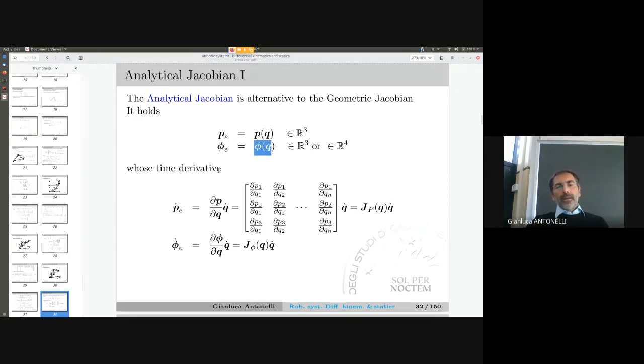Now, one may say, okay, but I don't care about the geometric construction of the Jacobian that brought us to the linear and angular velocities. Why don't we simply take the partial derivative of those two functions? And it's true, if I take the derivative with respect to time of P, I have P dot E equal, well, the derivative of a function of a function, sorry. So the first part is the partial derivative of P with respect to Q. And then the derivative of Q with respect to time that we already defined as Q dot, okay?